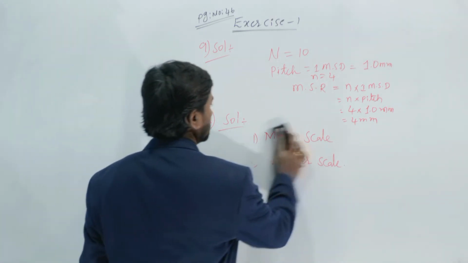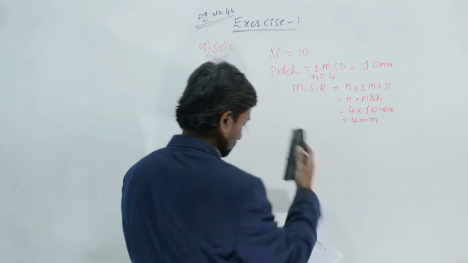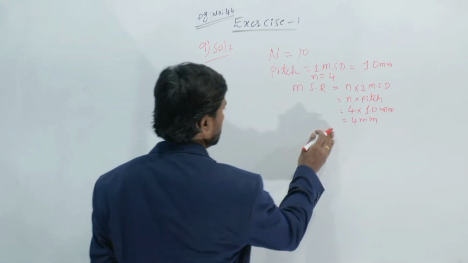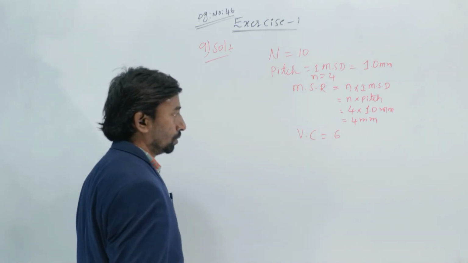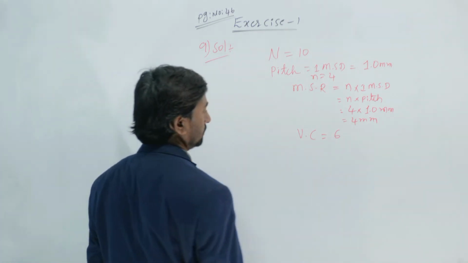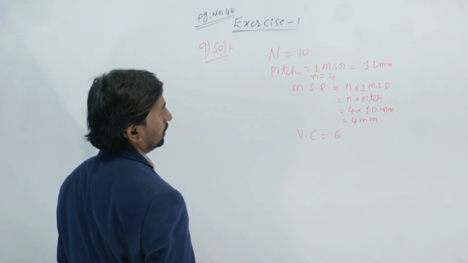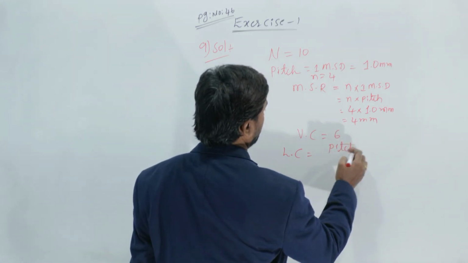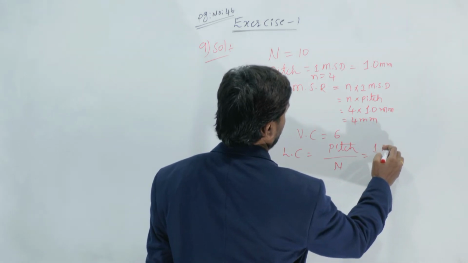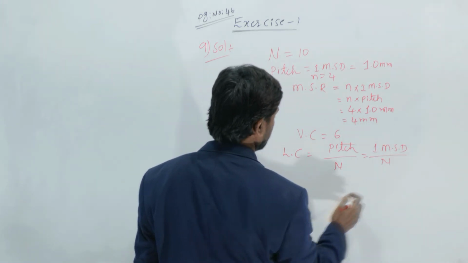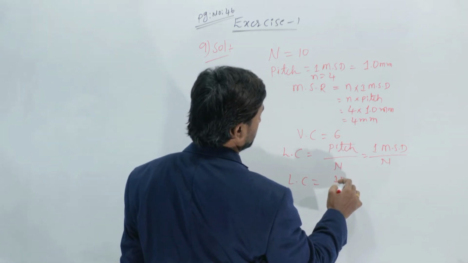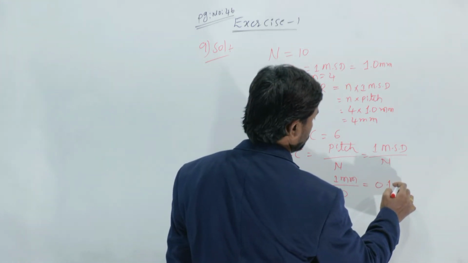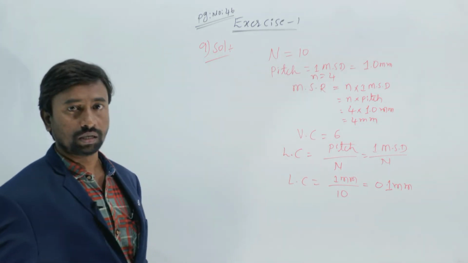Then next, they have given that the sixth vernier scale division coincides with the main scale. So this is the vernier coincidence, VC, which is 6. Then we should find the least count. To find the length, we need the least count. The least count is pitch divided by the number of divisions, or 1 MSD divided by the number of vernier scale divisions. Here the pitch is 1 mm, so 1 mm divided by 10 divisions gives 0.1 mm as the least count. We got the least count.